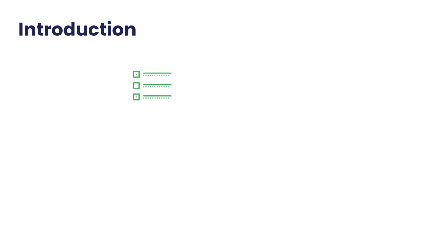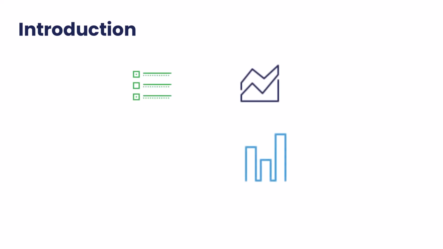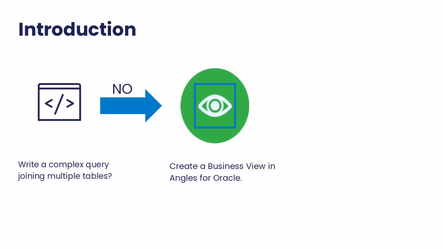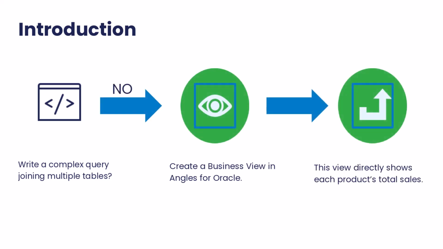Suppose we have a database with multiple tables containing customer data, order data, and product data. If a business user wants to see the total sales for each product, instead of writing a complex query joining multiple tables, we can create a business view in Angles for Oracle that presents this information directly.